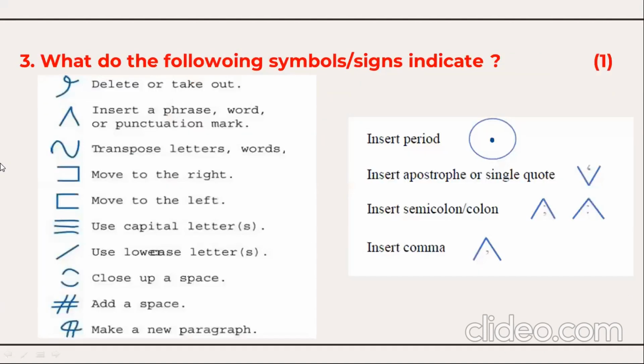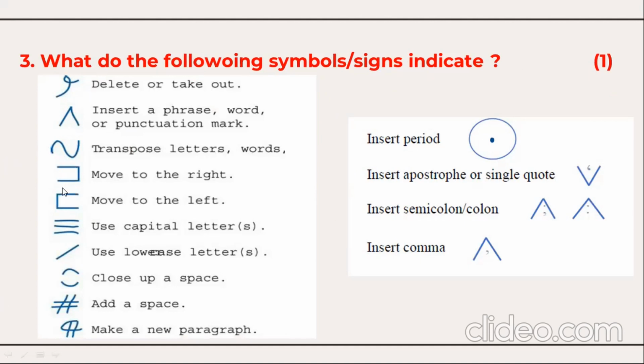Now, what do the following symbols or signs indicate? In your model question paper, they have given 2 symbols. I have extracted this information from a textbook, and I suggest you go through all the symbols, so that any 2 symbols might be asked in the examination. This symbol refers to delete or take out. This symbol refers to insert a phrase or word. This symbol refers to transpose letters of the words.